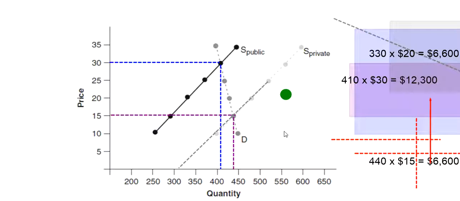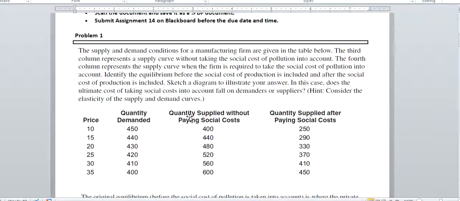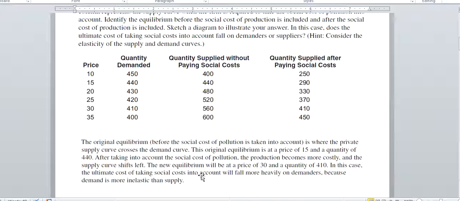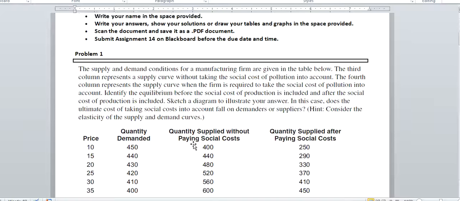So once we graph this, we can see that we have a demand curve that has a fairly steep slope. So we can see that it's fairly inelastic, because the steeper the slope, the more inelastic the demand is. So the question is asking, so let's see right here.